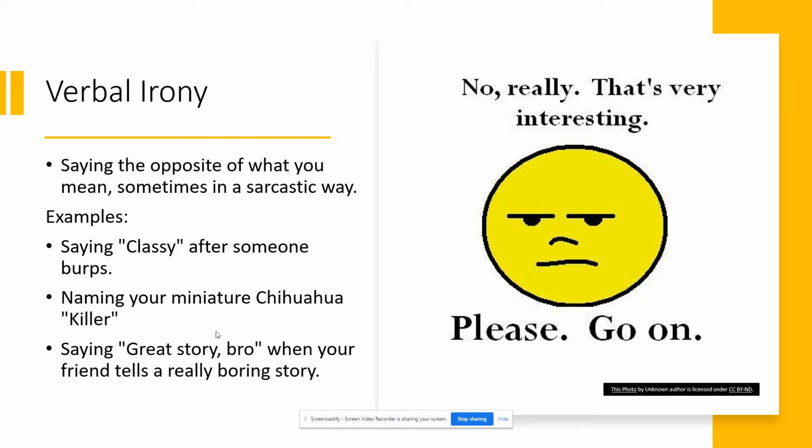Names can sometimes also be verbally ironic, such as naming your tiny chihuahua something fierce like killer or bruiser. And for example, when your friend tells a really, really boring story and you say, great story, bruh, that is an example of verbal irony.